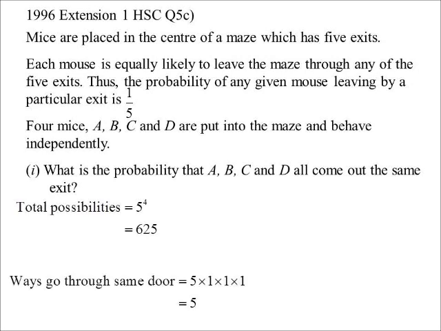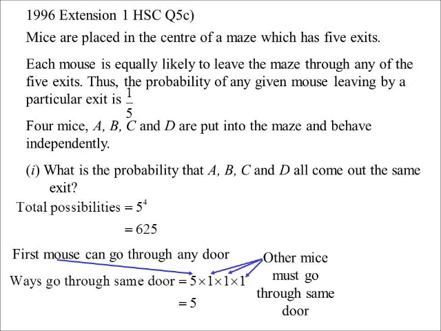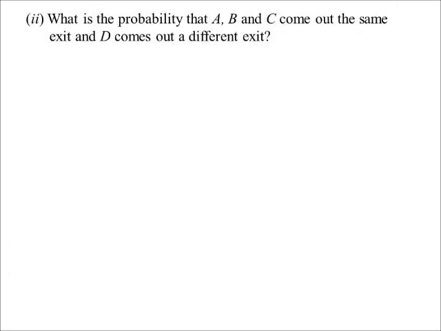Now we're interested in them all going through the same door. Well, that would be 5 times 1 times 1 times 1 using the counting principle. Because the first mouse, whoever's going to go out first, has 5 doors they can go through. But we want them all to go through the same door. So the second mouse and the third mouse and the fourth mouse all have one choice. They've got to go through the same door. So now we can combine the two things and say the probability they all use the same exit must be 5 out of the 625 different ways these mice could leave the maze, which simplifies down to 1 in 125.